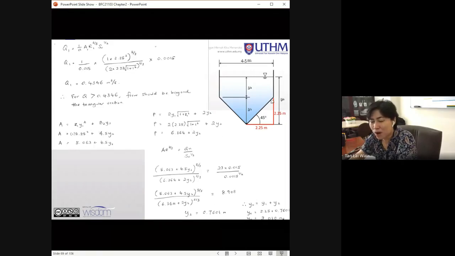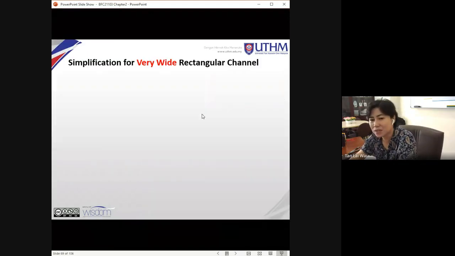Now, of course, my Y1, I know already. I already substituted my Y1 equals 2.25. The only unknown is Y2. Don't forget, Y0 is actually Y1 plus Y2. Therefore, if you look here, my Y0 is Y1 plus Y2. Therefore, my Y0 is 3.01 meter.